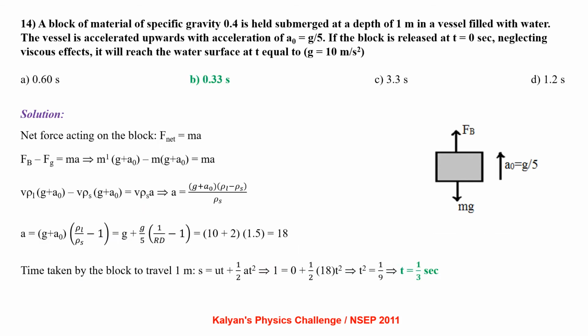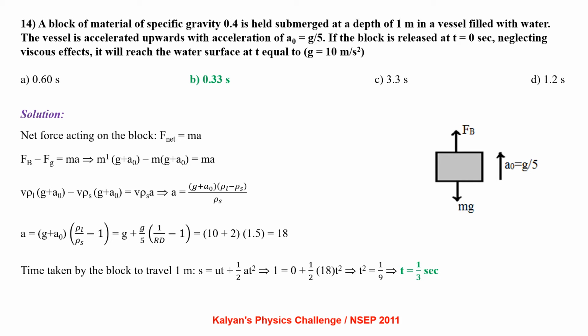A block of material of specific gravity 0.4 is held submerged at a depth of 1 meter in a vessel filled with water. The vessel is accelerated upward with an acceleration g by 5. If the block is released at t equal to 0, neglecting viscous effects, it will reach the water surface at t equal to? Net force acting on the block F net equal to ma. So that is buoyancy force minus gravitational force equal to ma. m' of (g plus a naught) minus m of (g plus a naught) equal to ma.